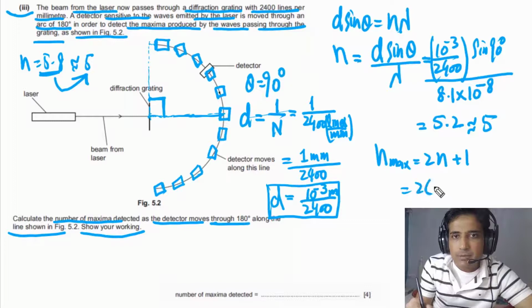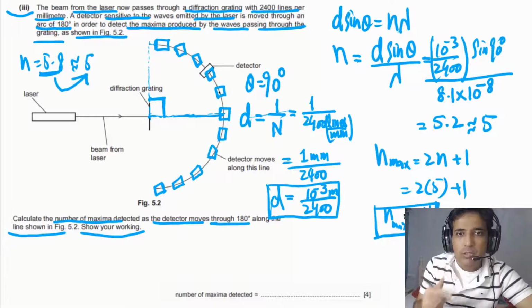So we can simply say this is 2 times 5 plus 1. So this will be equal to 11. In this case, the total number of bright fringes we will see on the screen is equal to 11. So the answer for this question is 11.